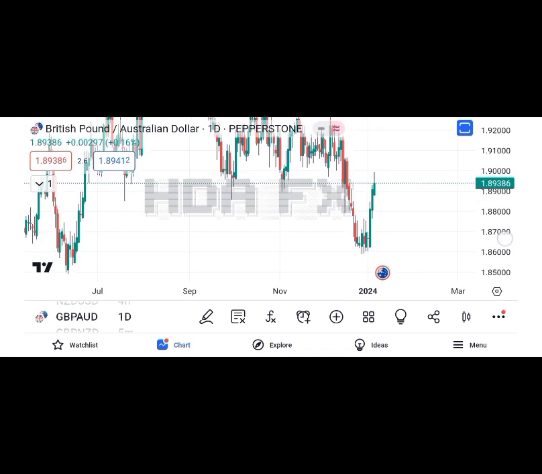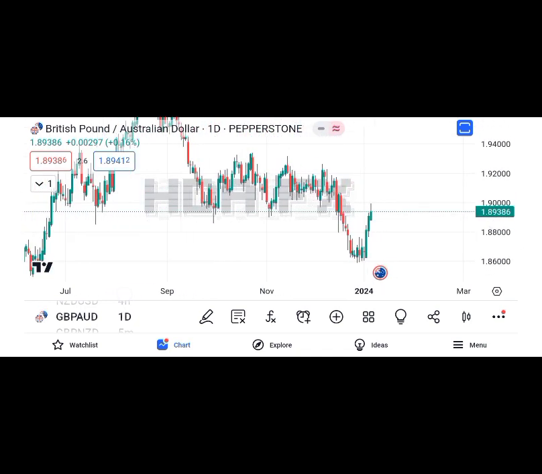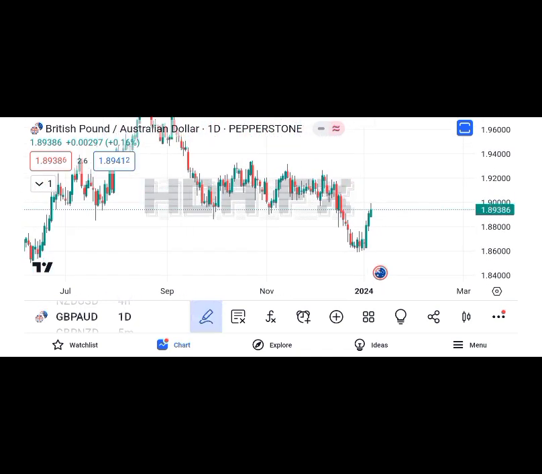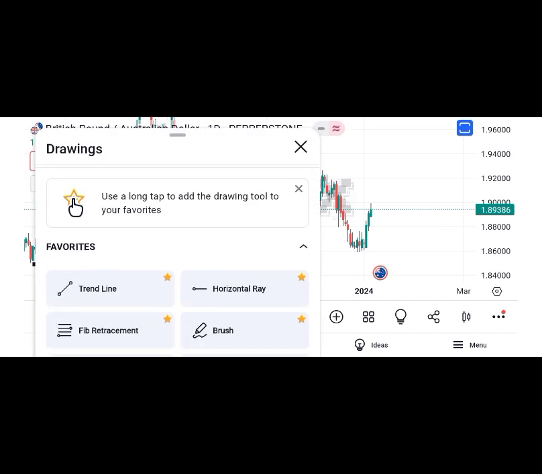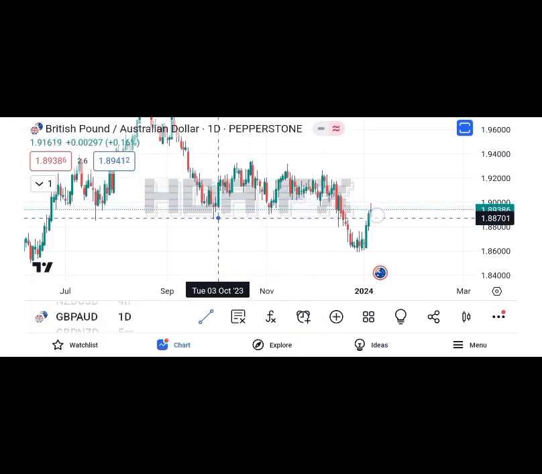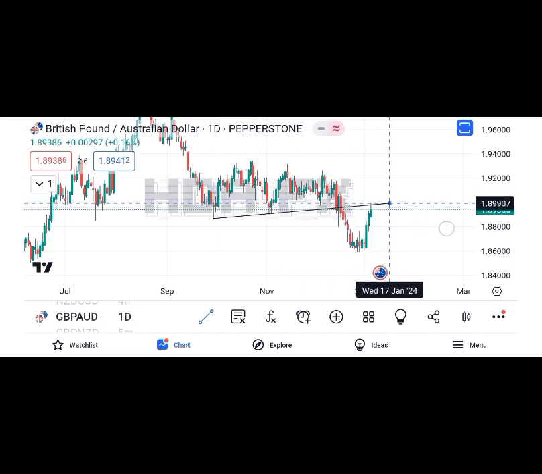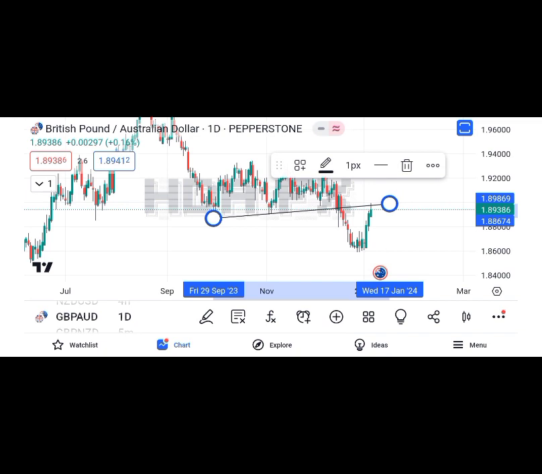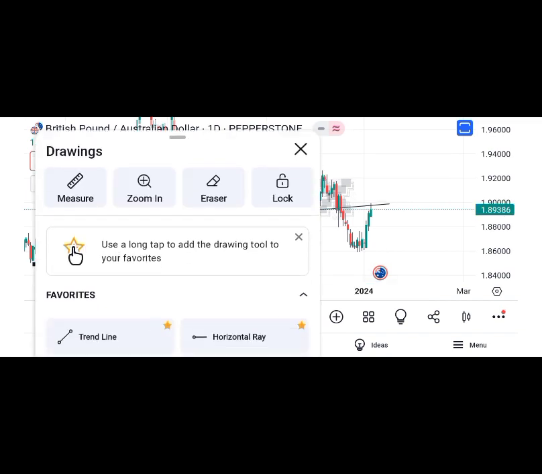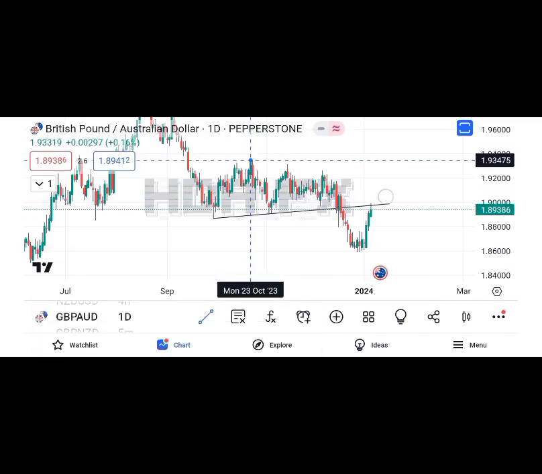So guys, our next pair we'll also be looking at is GBP/AUD. On this pair, we can see that price is bearish, and we have this trend line here also. We have this trend line here, and we also have another trend line here on GBP/AUD.